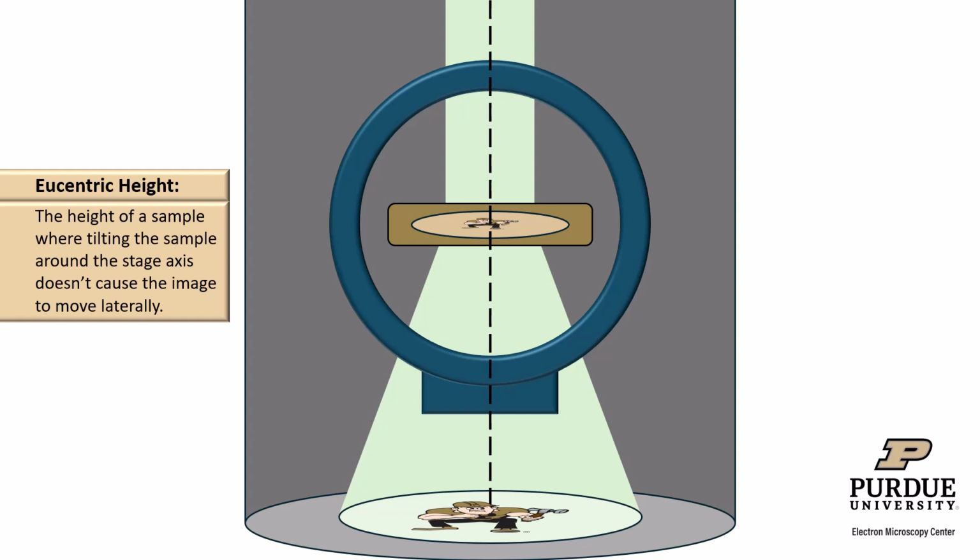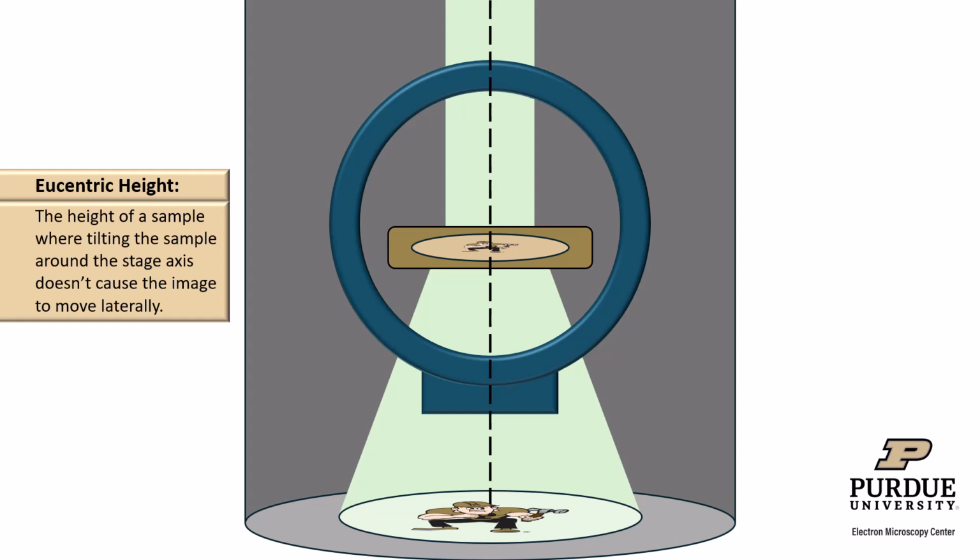Now, it's very unlikely for your sample to be at eucentric height when you first load it into the microscope. What is much more likely is for your sample to be slightly too high or slightly too low. This could be caused by something as minor as variations in grid thickness or slight bends in the TEM grid from handling it with tweezers.